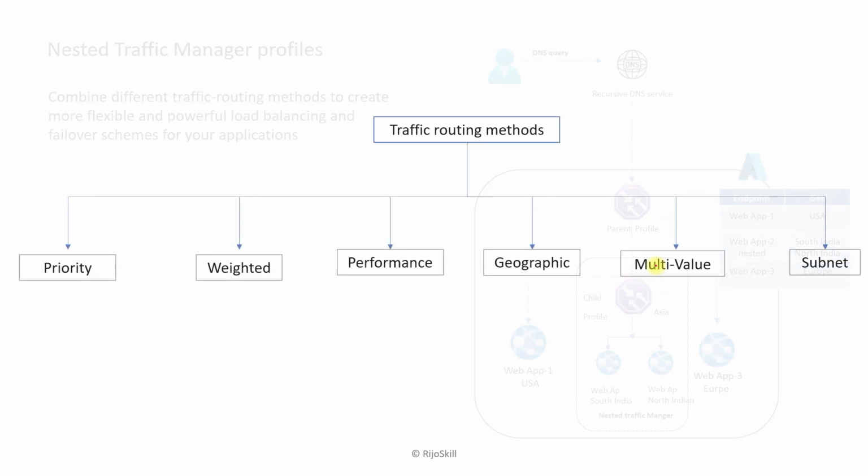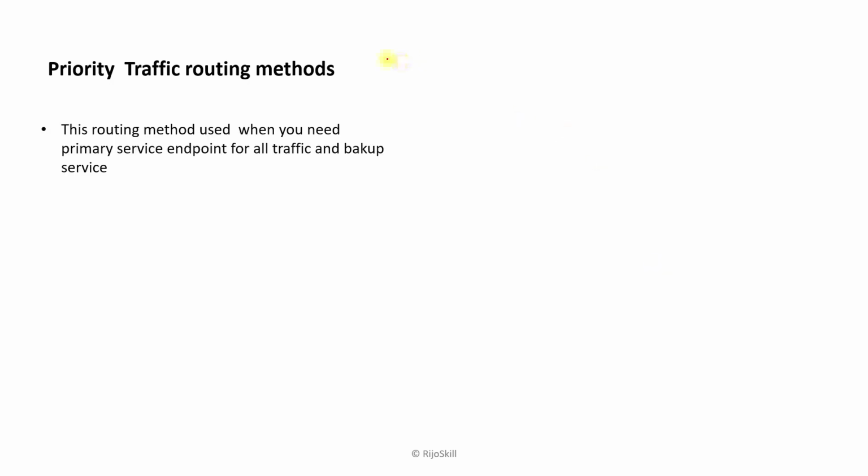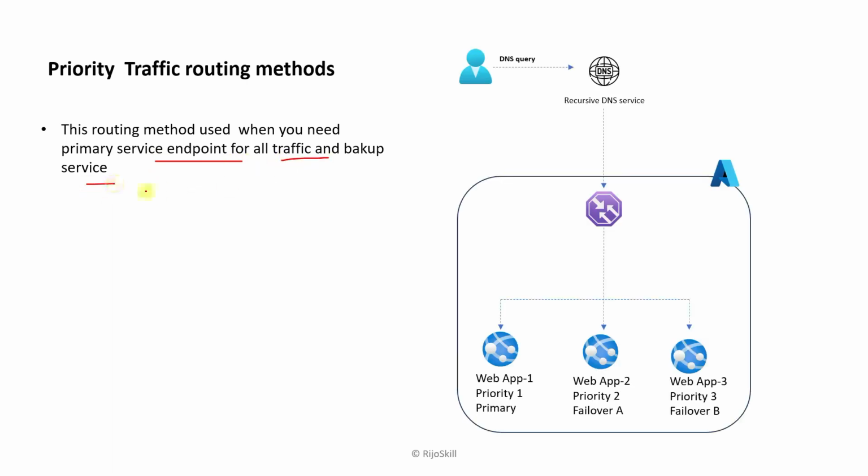So next we will go for the traffic routing methods available. Here you can see priority, weighted, performance, geographic, multivalue, and subnet. We will discuss each of these. What is the priority traffic routing method? Simply, this routing method is used when you need a primary service endpoint for all the traffic and backup services. In this diagram you can easily understand.